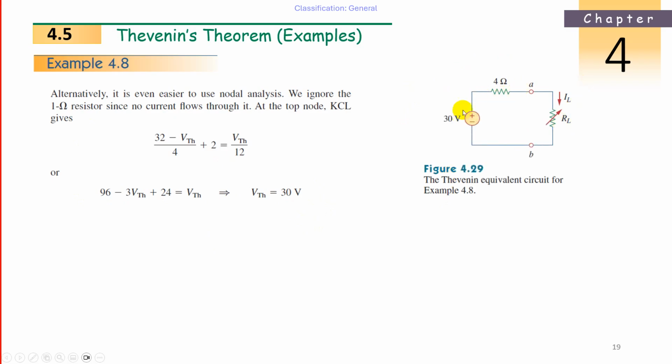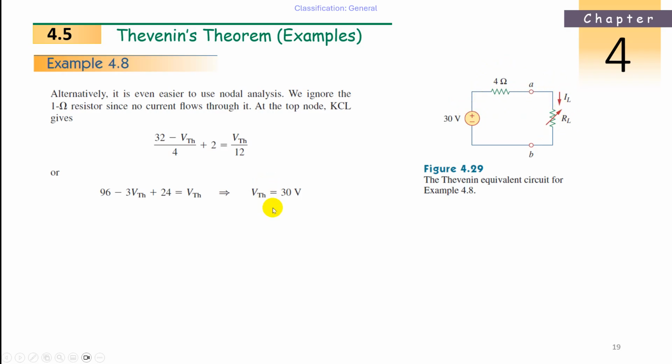Now, how does it look? This is the V Thevenin voltage source, and there is a 4 ohms resistance, and the current IL in the load resistance connected back. Previously, we removed this load resistance, and across A and B, looking back from the right-hand side to the left, we found V Thevenin as 30 volts and 4 ohms as R Thevenin. Then we connect back this RL. Now find IL for each value of RL.